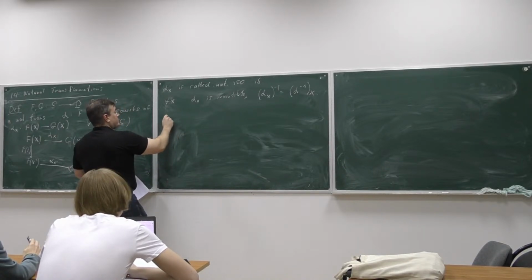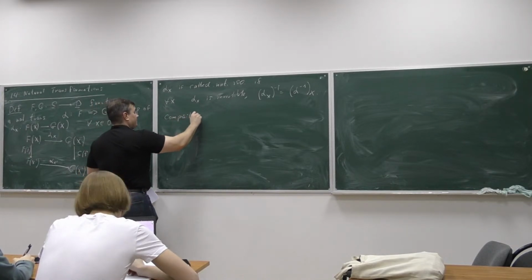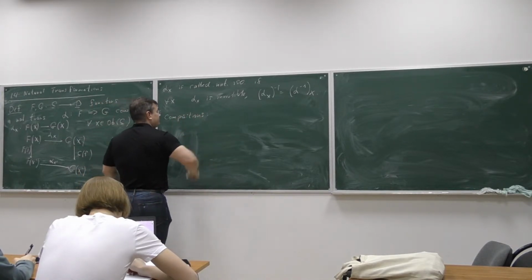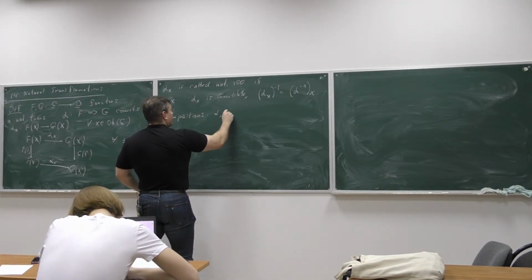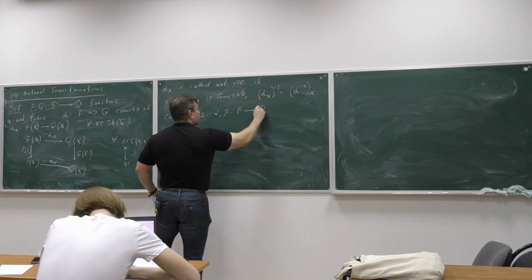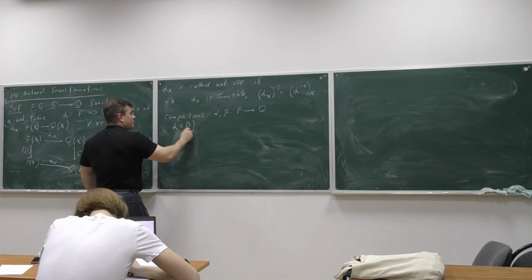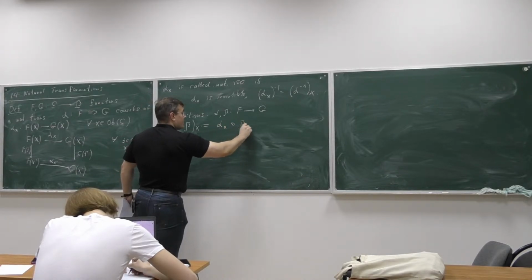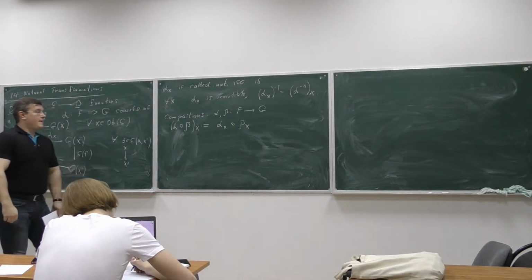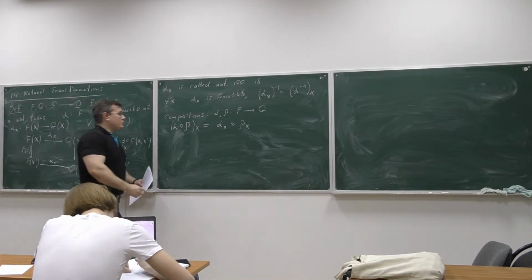Well, for natural transformations, we have compositions. If I have two natural transformations, say alpha and beta from F to G, well, then clearly I can define a composition, and I only need to say what it is on the object x. Well, by definition, this is alpha of x, and I take the composition with beta x. So a very, very straightforward definition of the composition.